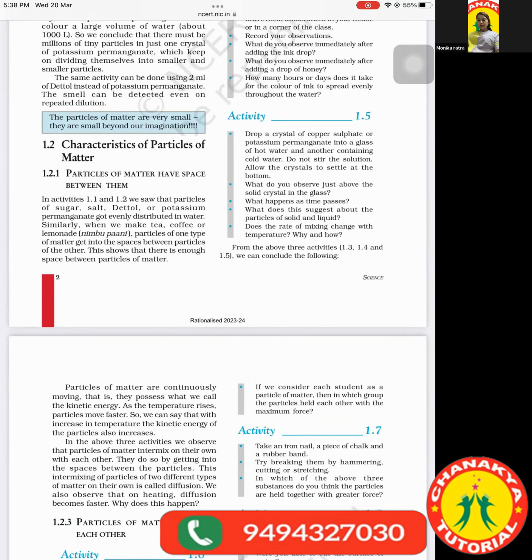Characteristics of particles of matter. The first one is the particles of matter have space between them. So Jitendra, you start reading this one, page number 2.